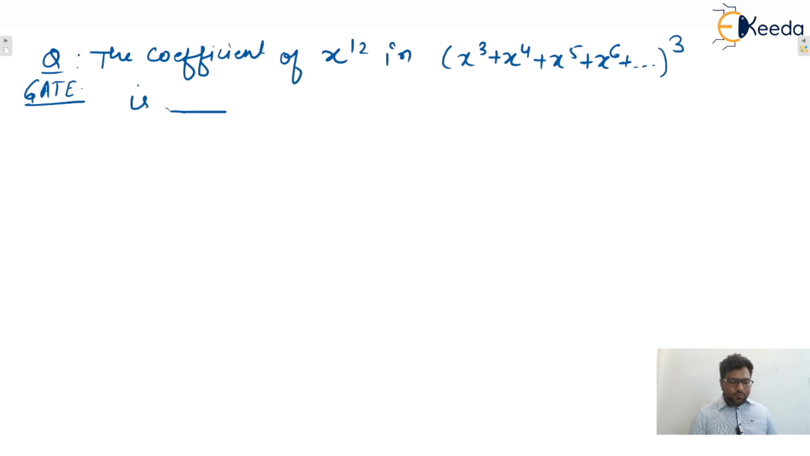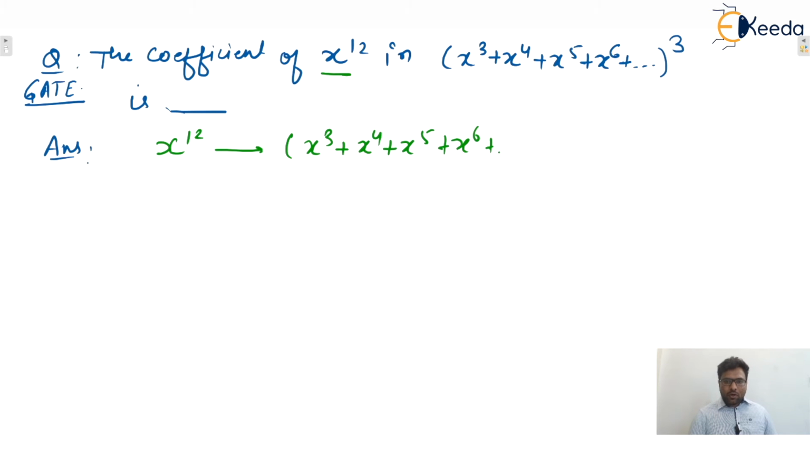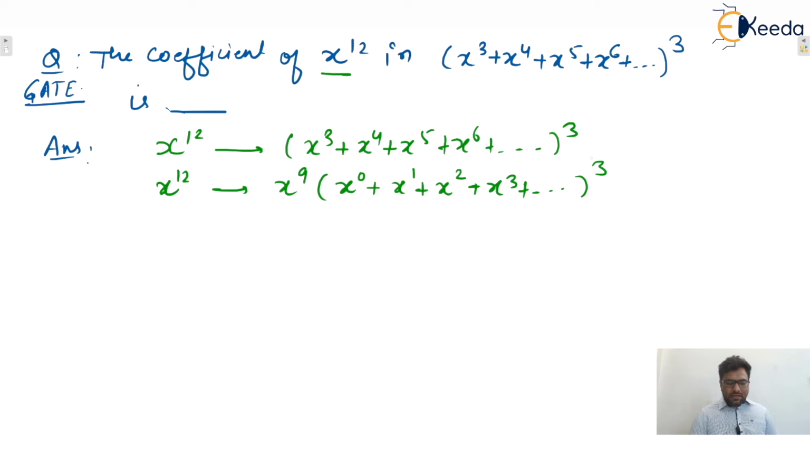So what we'll do? We need to find the coefficient of x power 12 in this expression. Now we can take x cube as common, so it is going to be x power 9. Then inside it will be x power 0 plus x power 1 plus x power 2, and so on, up to infinity, whole cube.